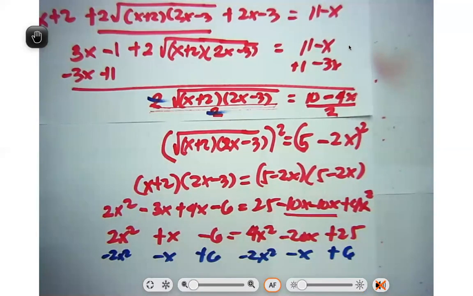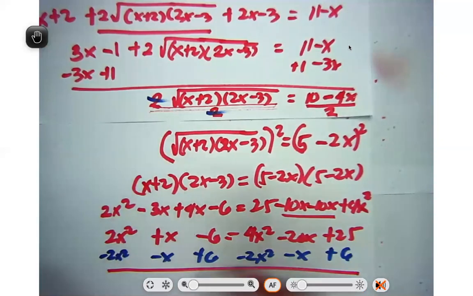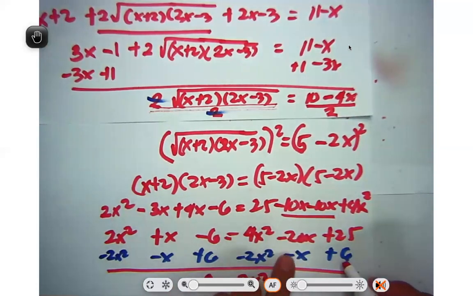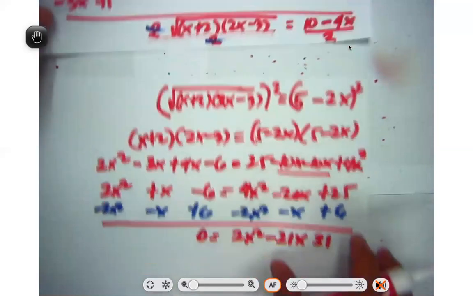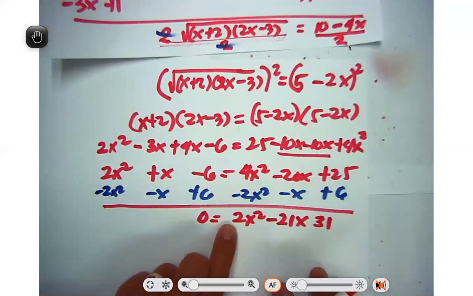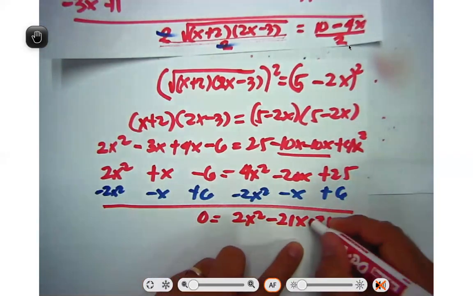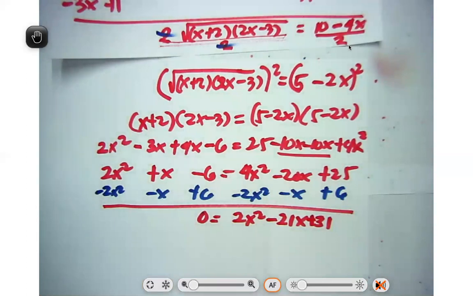And so we now have 0, 4 minus 2, 2, negative 20 minus 1, negative 21, and then 25 plus 6, you have 31. Oh wait, I think you didn't see that one. All right, so we have 0 equals 2x squared minus 21x plus 31. All right, 2x squared minus 21x plus 31.